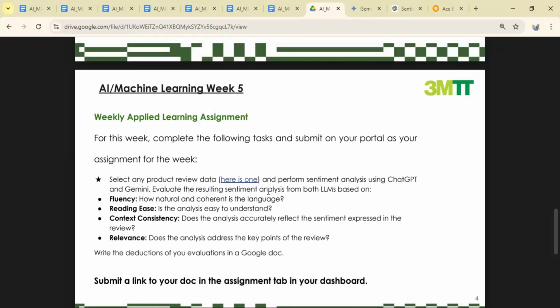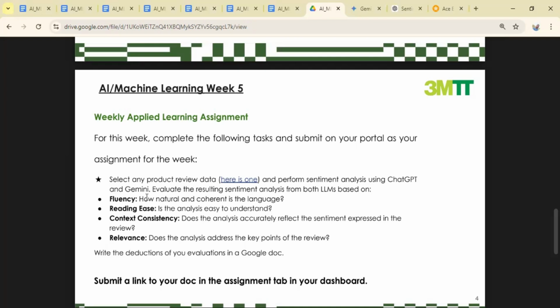Evaluate the resulting sentiment analysis from both large language models based on fluency, that is, how natural and coherent is the language. Is the analysis easy to understand? Context consistency: does the analysis accurately reflect the sentiments expressed in the review? Relevance: does the analysis address the key points of the review?